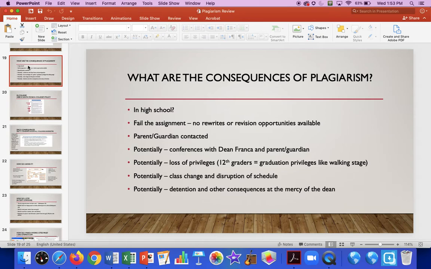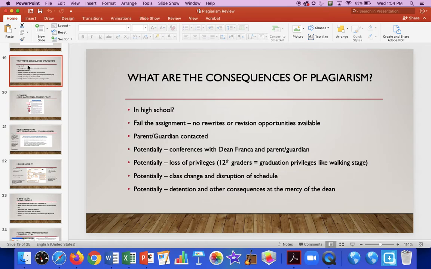Now, if it escalates, and it possibly could, potentially this could end up in a conference with Dean Franza and your parent or guardian. It could potentially result in the loss of privileges. Now, 12th graders, this is where it really can come home to bite you guys, because graduation privileges, walking stage, senior breakfast, prom even, oh my goodness, these are pretty severe cases. I have seen in the past 17 years of teaching an issue of plagiarism affect walking stage or prom or senior privileges. It's been pretty severe, but it has happened. Situations where people have plagiarized their final exam, for example.